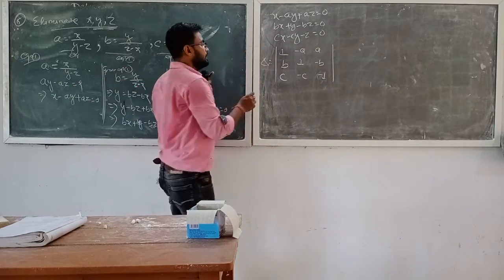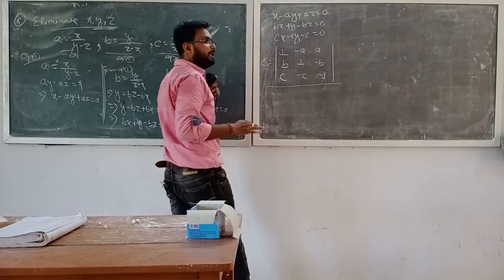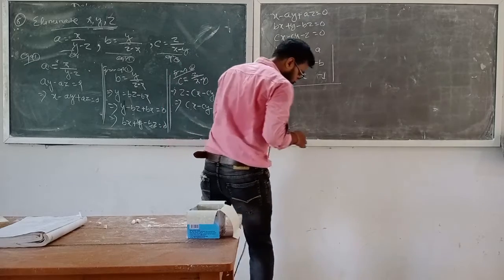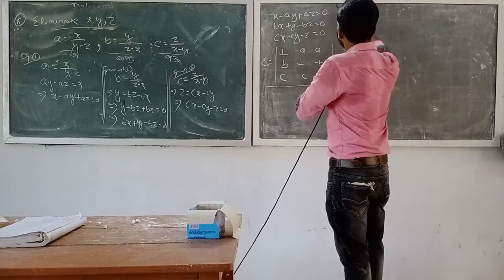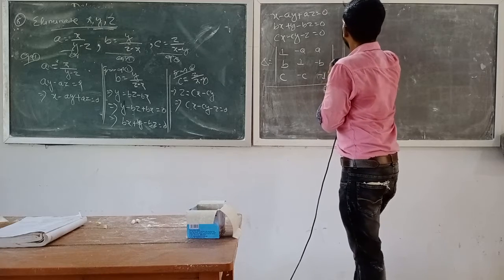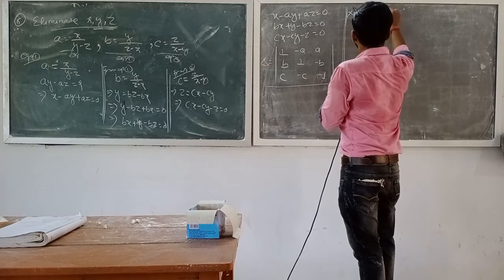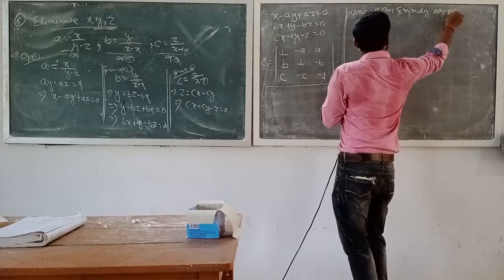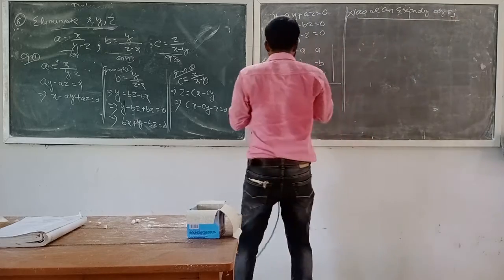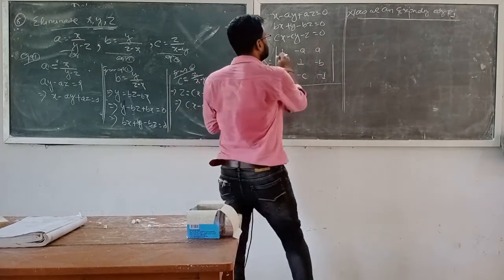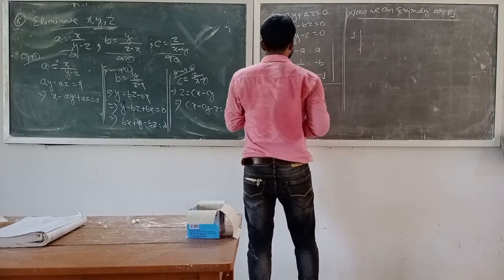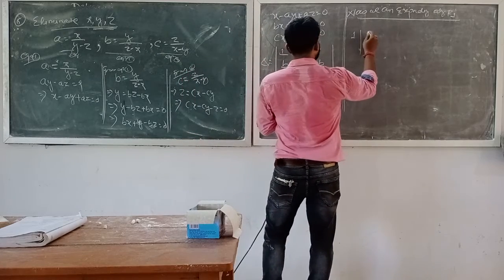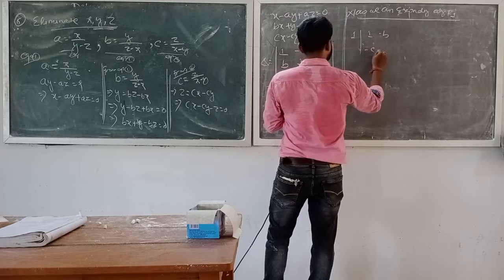Now you can solve the determinant by expanding along any row or any column. Let us expand along row 1. So this will be 1 into, deleting the first row and first column, the remaining elements 1, minus b, minus c, minus 1.